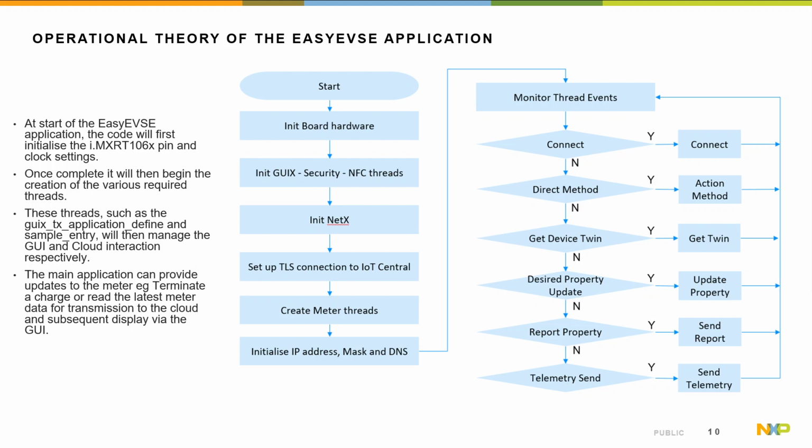But once that's complete, then we will begin the creation of the various required threads. So we'll be setting up the GUI, the graphics, we'll set up the security, we'll set up the NFC, for example. These threads will then manage the interaction with the user or with the cloud respectively. And then the main application will then provide updates to the meter. So for example, it can send a terminate command to the meter, or indeed it could read the latest meter measurement or calculation data. And that data could then be used for transmission to the cloud, but also displaying that data on the user interface as well.